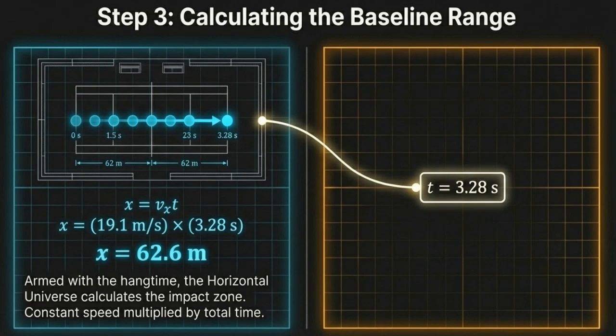Moving forward, let's focus on calculating the baseline range. Using the hang time of 3.28 seconds, we apply the formula for horizontal distance, which is speed multiplied by time. Here, the constant horizontal speed is 19.1 meters per second, so multiplying this by the total time of 3.28 seconds gives us a distance of 62.6 meters. This calculation shows the impact zone by determining how far the object travels horizontally during its hang time.